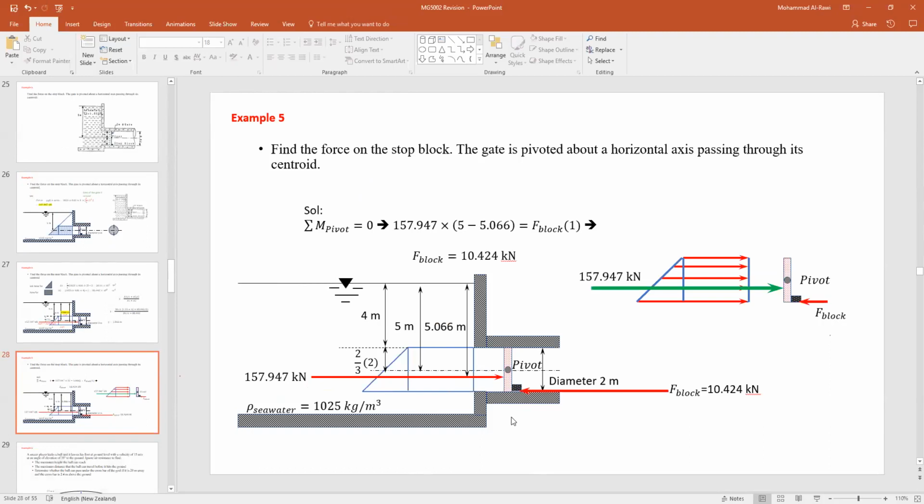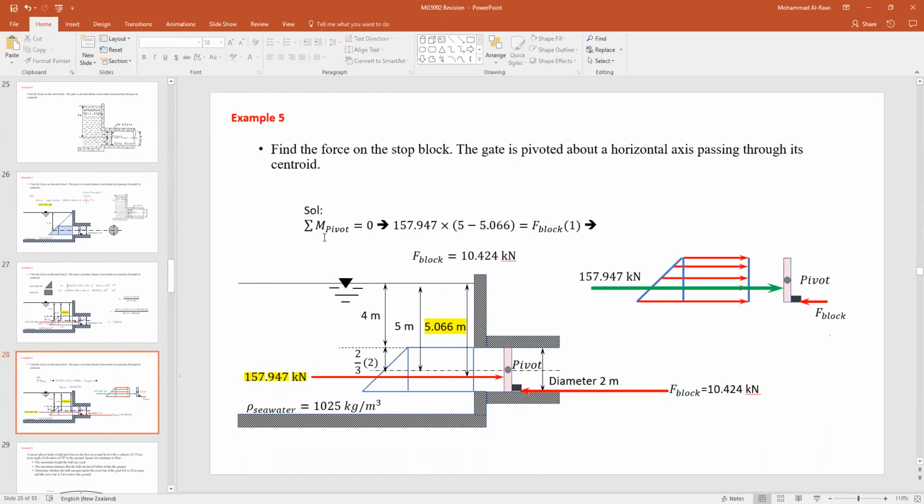So how can we do that? I'll show you in a better diagram. So we allocated this force. This is the distance we found earlier. This is the value of the force we found from the solution in the first part. And this is the force of the block he wants us to determine.